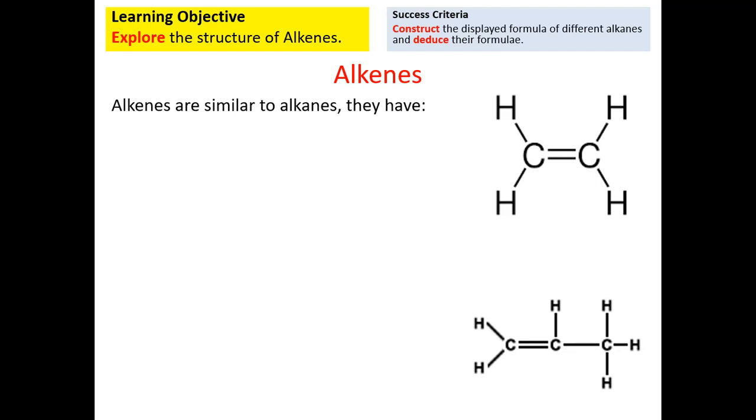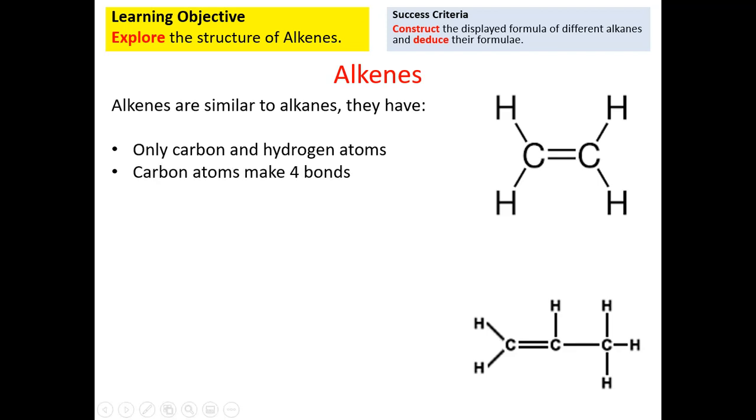Now they are very similar to alkanes in that they are again hydrocarbons. So they are only made up of carbon and hydrogen atoms. There's nothing else in there. We will start looking at other compounds where you've got oxygen, but alkenes are hydrocarbons. They do not have anything other than carbon and hydrogen atoms. The carbon atoms still make 4 bonds and the hydrogen atoms will only make 1 bond. That's the same for anything to do with carbon and hydrogen in chemistry. So that doesn't change between compounds.